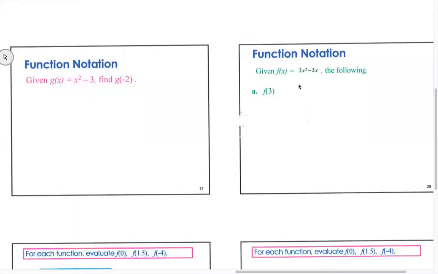All right, so with function notation, we have g of x equals x squared minus 3. And I want to know, what is g of negative 2? So the one thing I'm going to do here is simply replace my x with the negative 2. Now notice my negative 2 is in parentheses. So when I plug it into my equation, I'm going to plug it in parentheses.